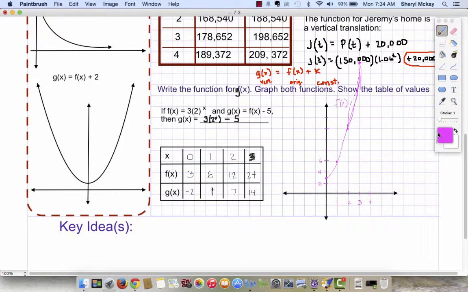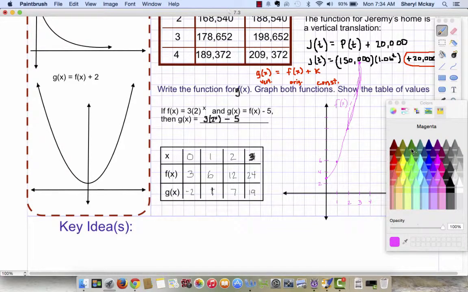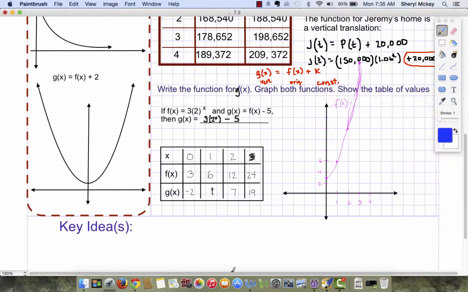Now, let's graph g of x. Let's do it in green or blue. All right, so when x is 0, g of x is negative 2. So that would be right there. All right? And when x is 1, then g of x is 1.